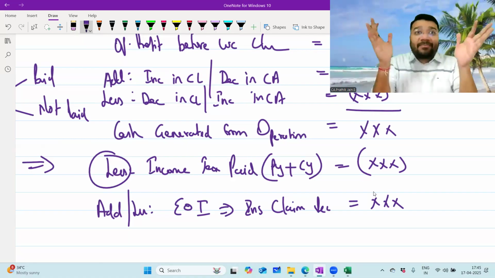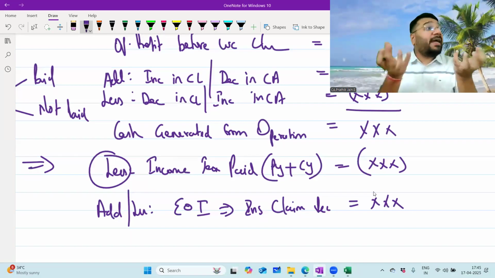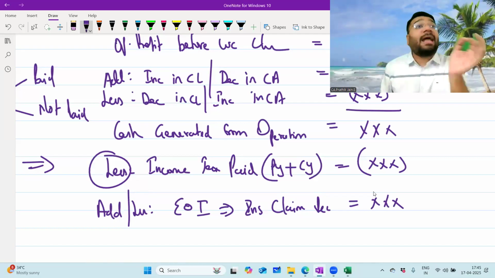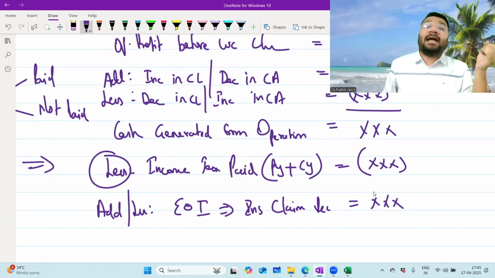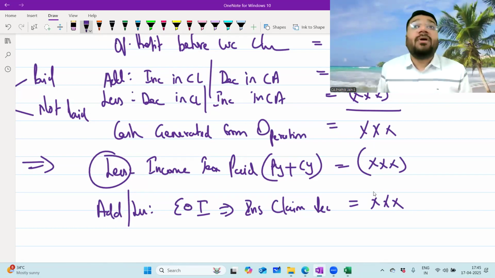So blindly, money received from the insurance company or money received against a claim, don't put it under operating activity. Look at what item it is. If it is for an asset, that will be added in your investing activity. If it is for your goods stock, then it will be added to your operating activity.